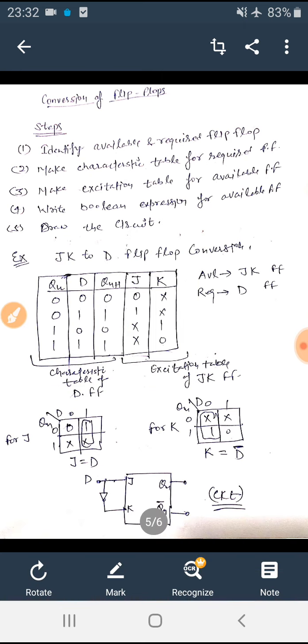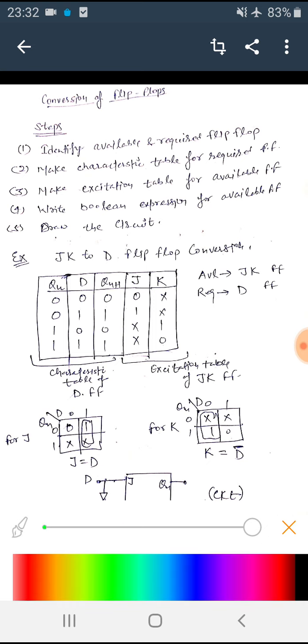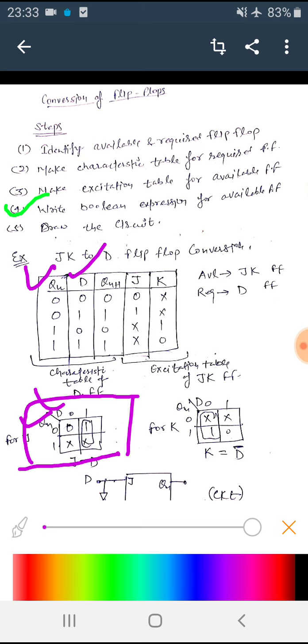Now the fourth step is to write the Boolean expression for the available flip-flop, that is the JK flip-flop. So we have two inputs there, Qn and D. We will write the Boolean expression for the available flip-flop, that is the JK. So for J I have made this K-map because we have only two inputs, it will be a two-variable K-map, and for K I have written this.